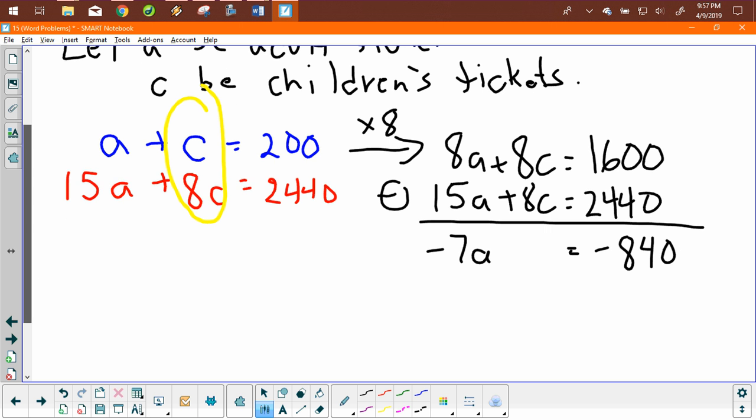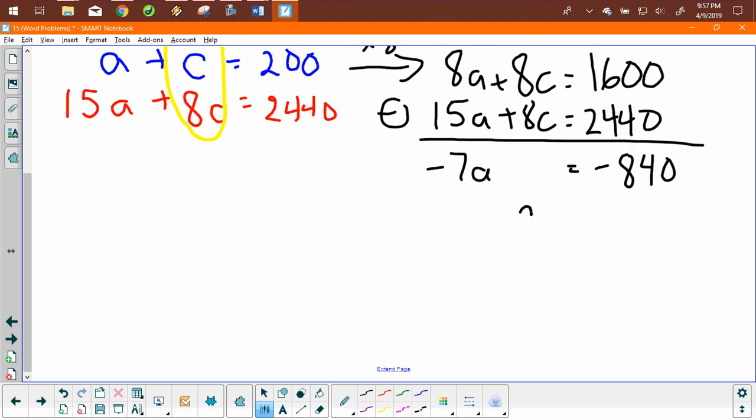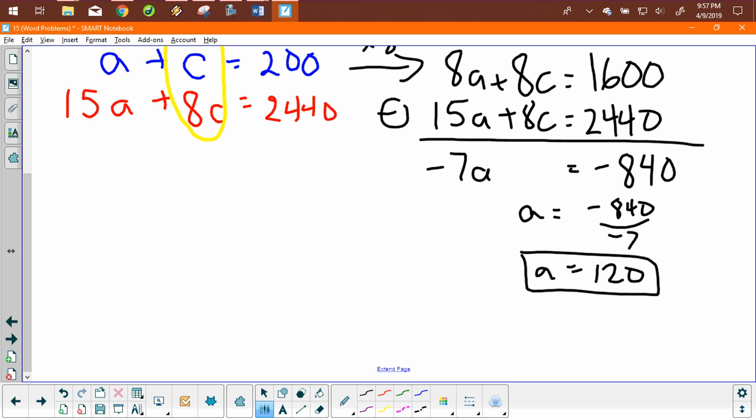So next, solve that for a. We have to divide both sides by negative 7. So minus 840 over negative 7. A is equal to 120. Okay, so there are 120 adult tickets sold.